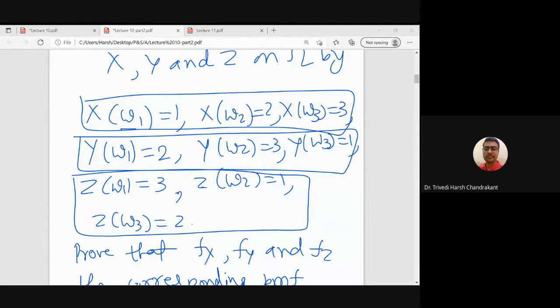So what you are saying is correct. Basically, X, Y, and Z are essentially functions. Random variables are functions, and when we say that the random variables are not the same, that means as functions, they are not equal.